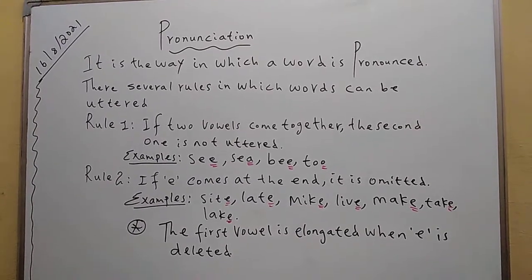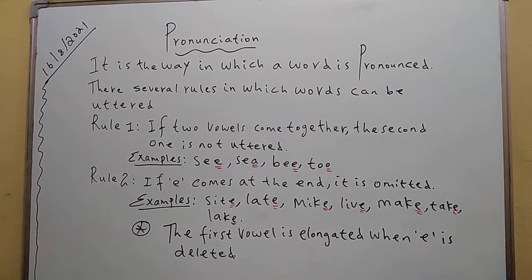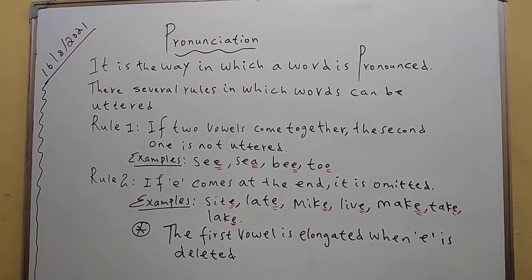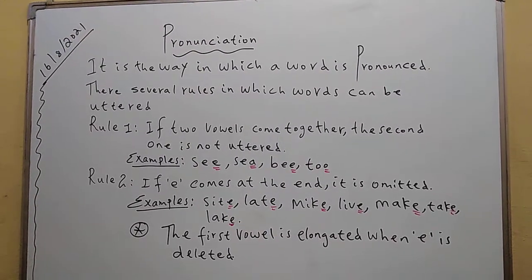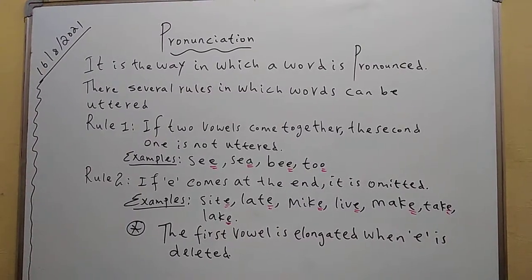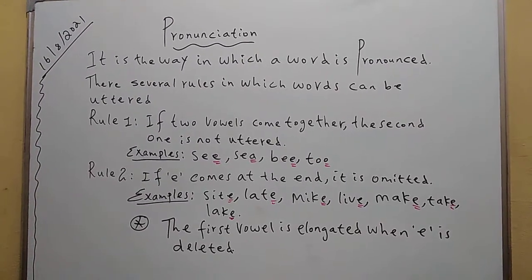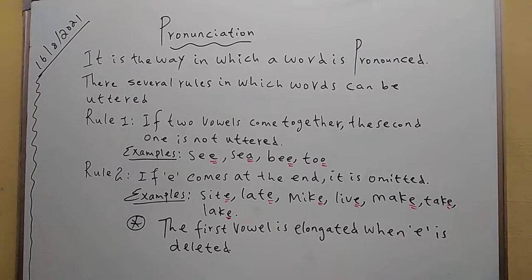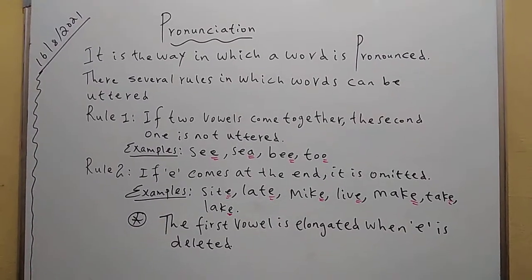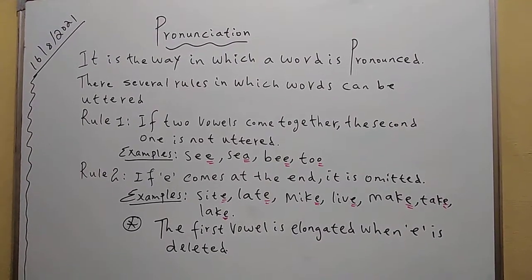And "Mike". If I don't have E, "mic". But since at the end of this word there is an E, it has to be pronounced "Mike". Even if it is deleted, it gives the first vowel a long vowel sound, so we pronounce it like that, "Mike". And live, make, take, leg, you can get different words which have such construction.